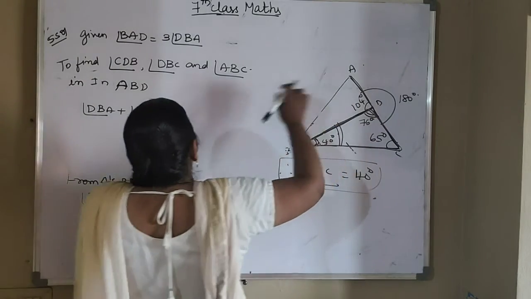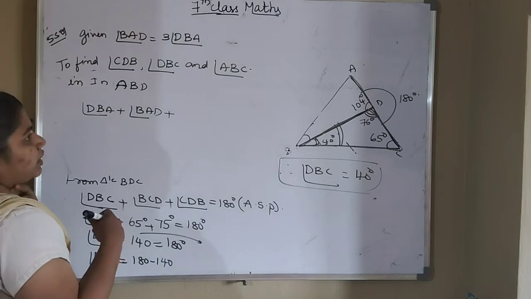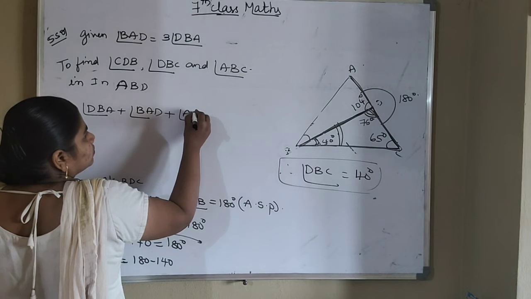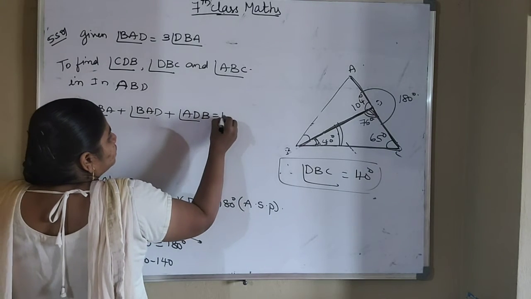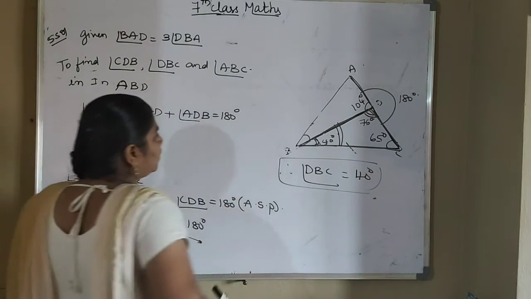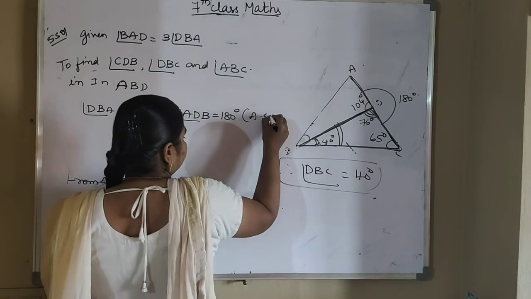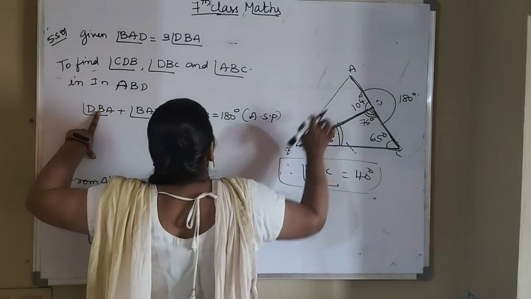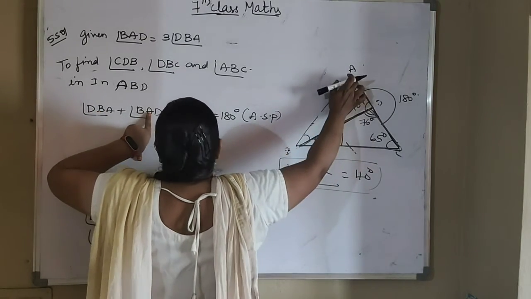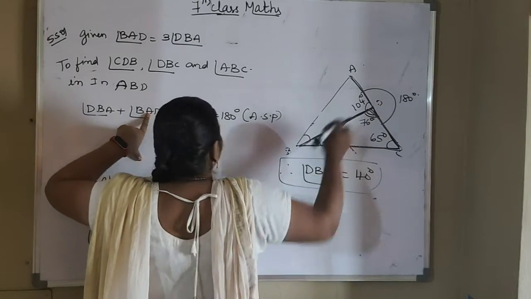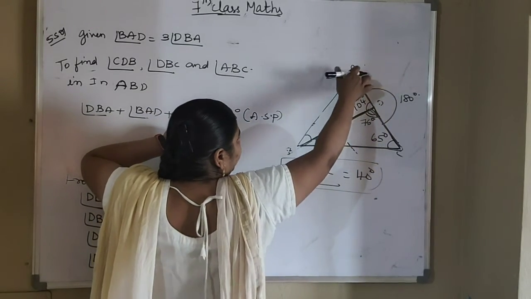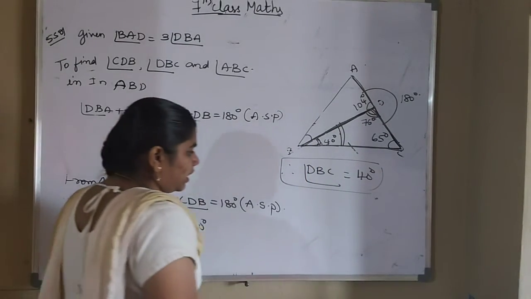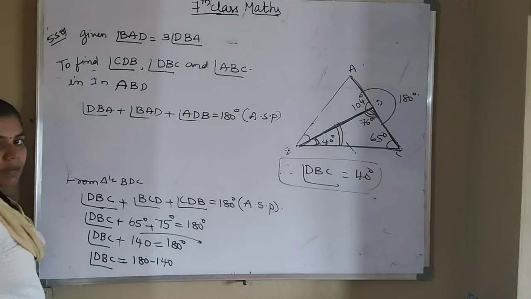Now we have to find this D. How to write this D? D we can write in the form of ADB, is equal to 180 degrees. That is by using the angle sum property. Angle B I wrote as DBA, angle A I wrote as BAD, and angle D I wrote as ADB. Okay, so that is equal to 180 degrees by using the angle sum property.